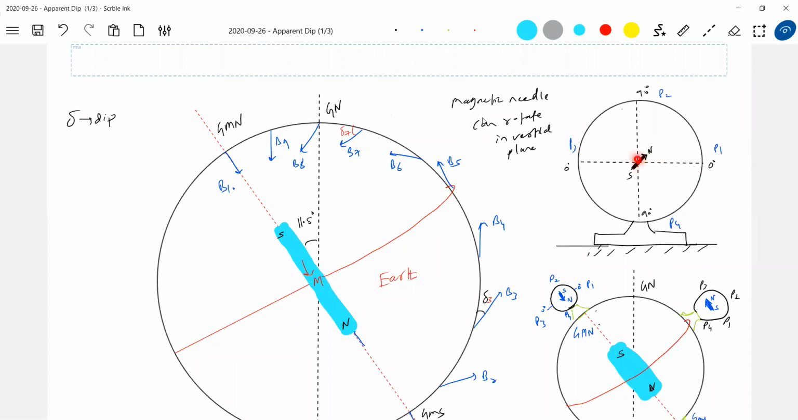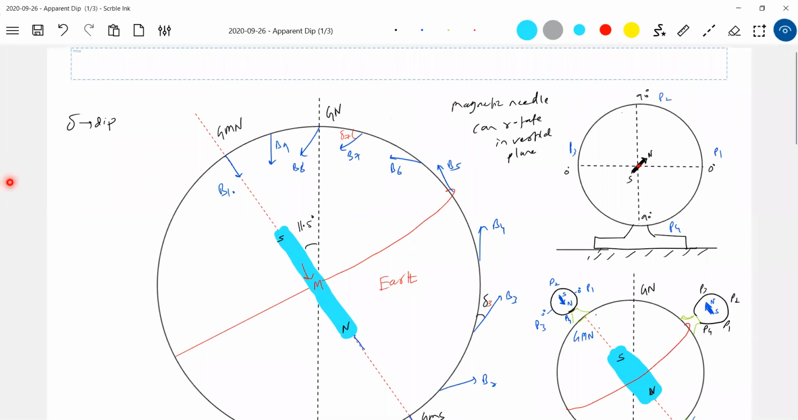So there are several causes. Therefore, designing a dip circle is very complicated. There will be some error whatever you do, so we cannot eliminate this error. Whatever dip you measure has an error. So how to get the true dip? The dip which has error, I'll call the apparent dip.